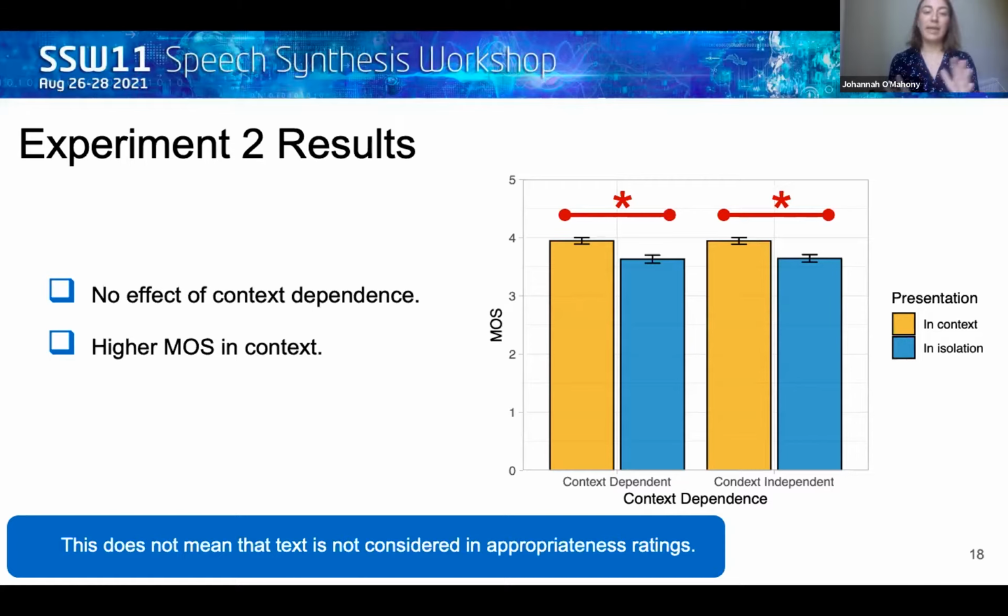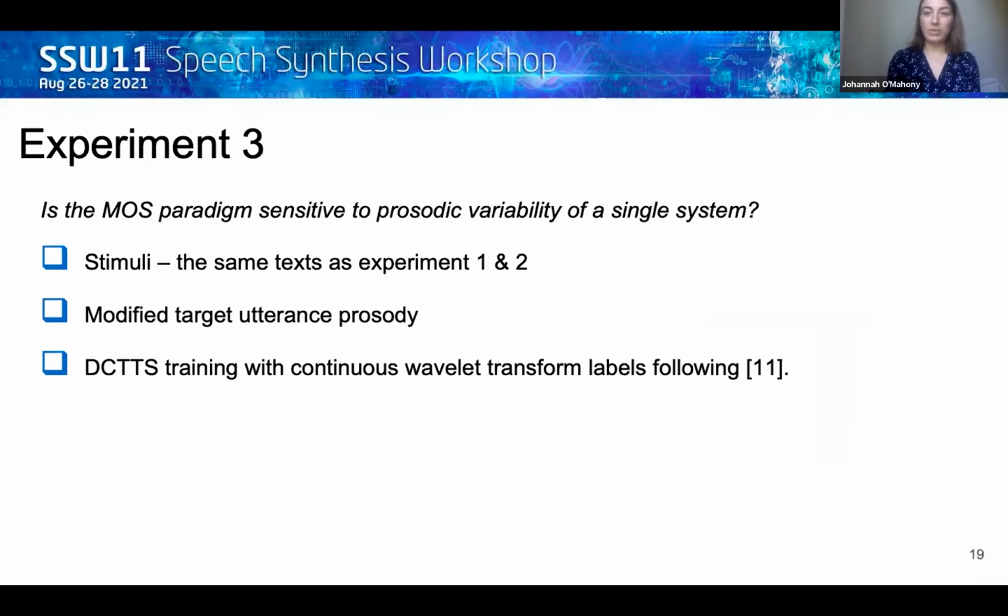We can't conclude, however, that text is not important in the appropriateness rating, because all of the experimental stimuli were well-formed sentences in English. So probably a future experiment would be to look at putting in some ungrammatical utterances or some semantically strange utterances. But importantly, what we wanted to know is whether this MOS paradigm is really appropriate for prosodic variability, and especially when it comes from a single system where other factors such as general baseline naturalness will be the same.